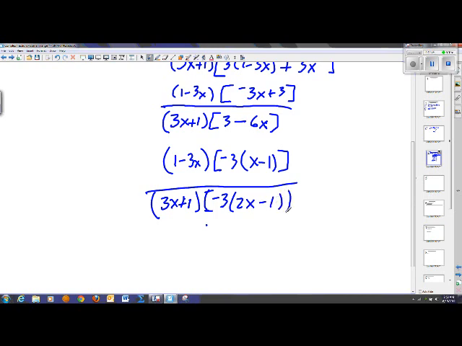Now, if anything reduces, I'm done. And I notice that these 3's both reduce. So my final answer is 1 minus 3x times x minus 1 over 3x plus 1 multiplied by 2x minus 1. Again, a little bit tougher.